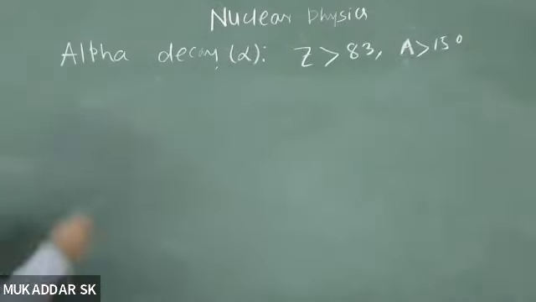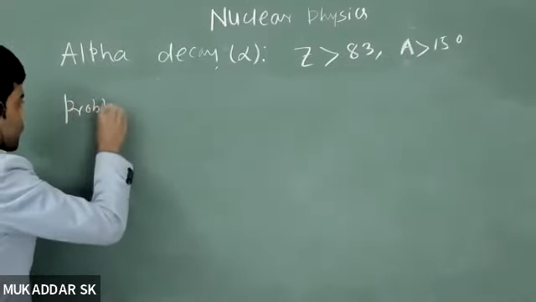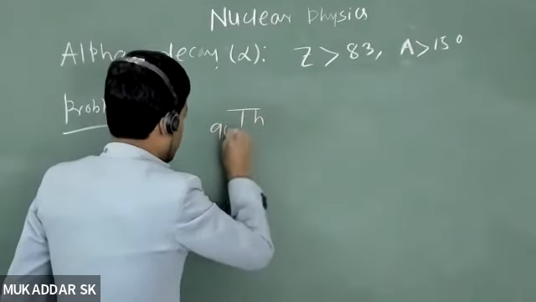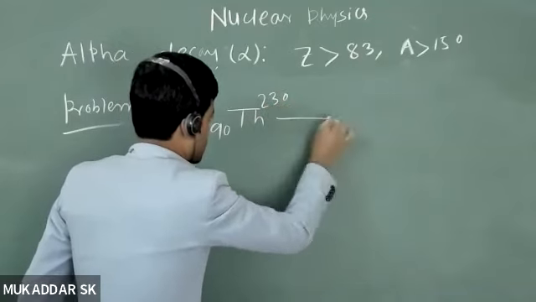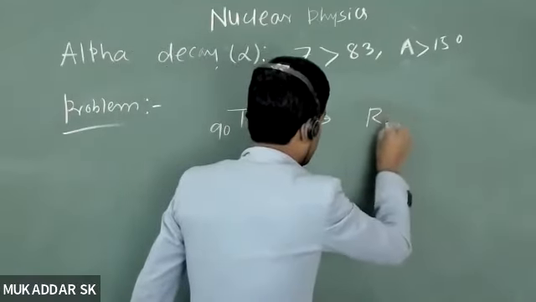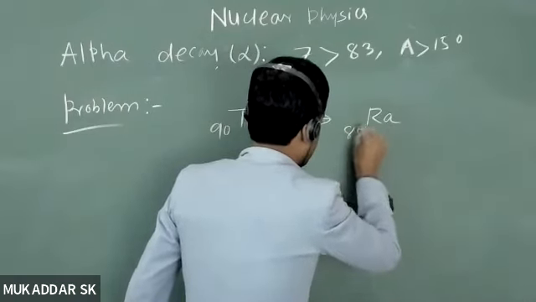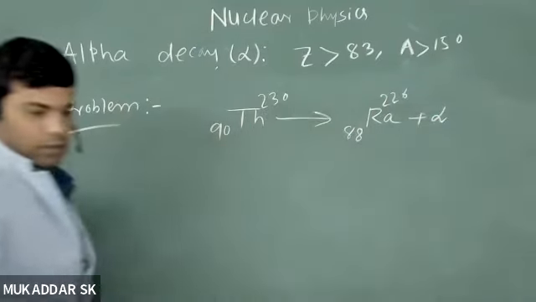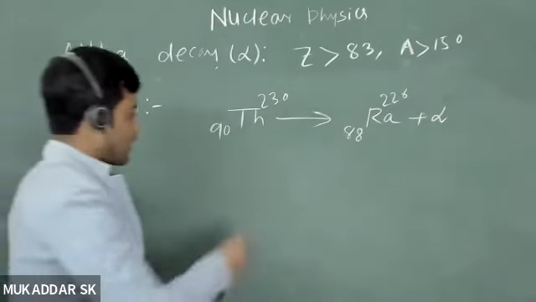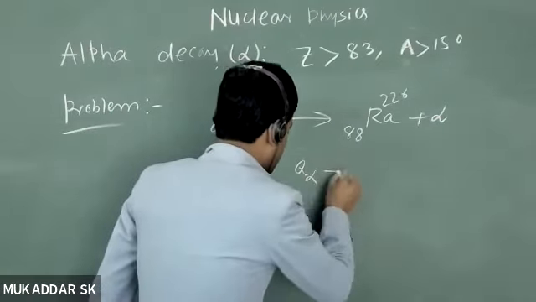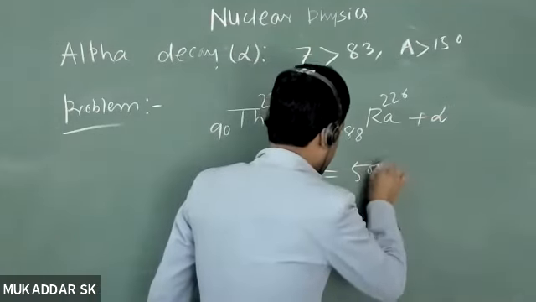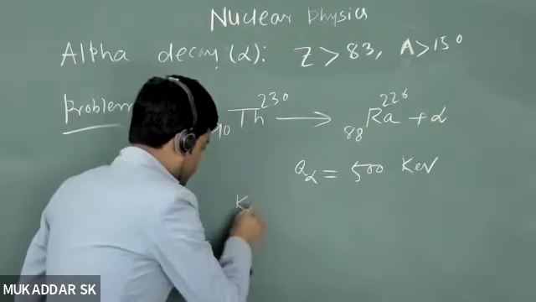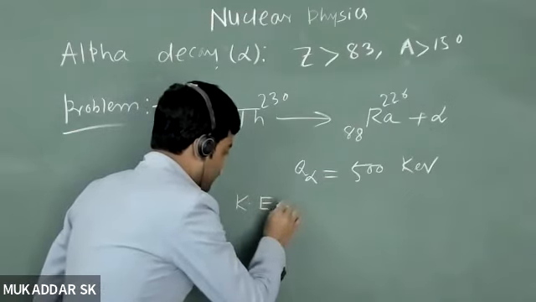So the problem: you have a thorium nucleus, atomic number 90, mass number 230, decaying by alpha particle emission and converting to the daughter nucleus radium, atomic number 88, mass number 226, and you have an alpha particle. The energy released in that process is given as 500 kilo electron volt. They ask you to calculate the kinetic energy of the emitted alpha particle.